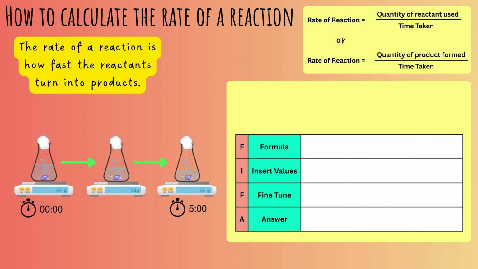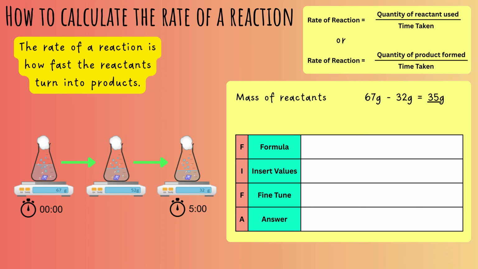We can't weigh gas directly, but we can calculate how much reactant was used by subtracting the final mass from the initial mass. In this case, 67 grams minus 32 equals 35 grams. Now let's organize our data. The reactant used, as established, was 35 grams.